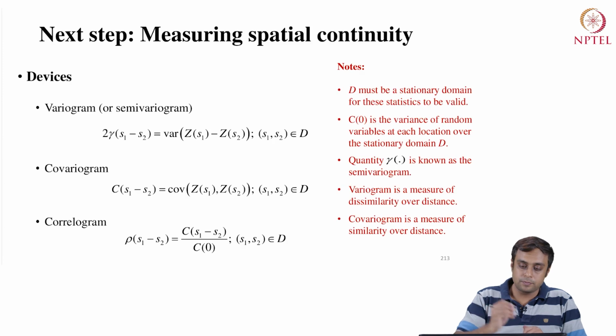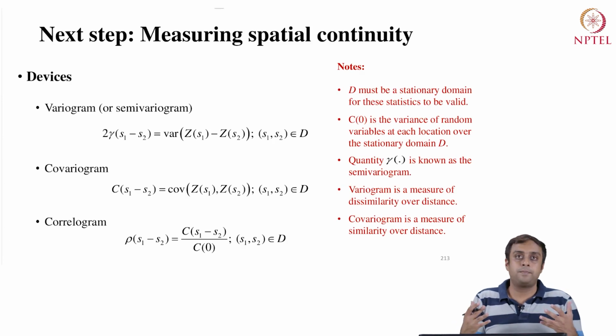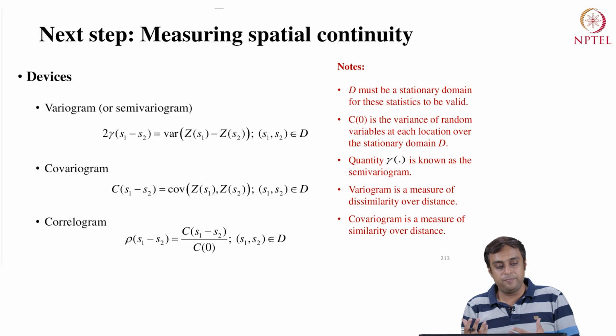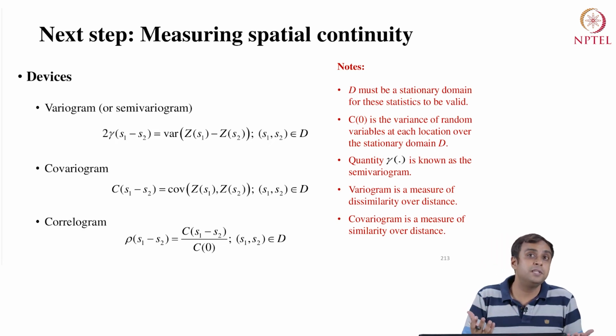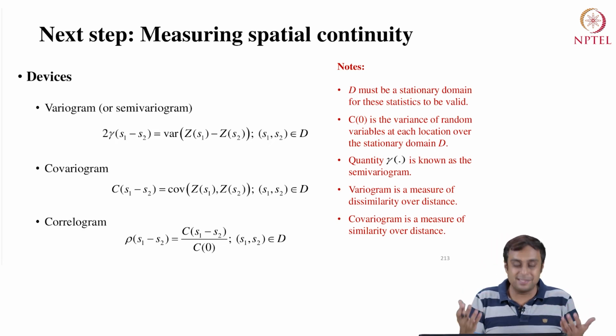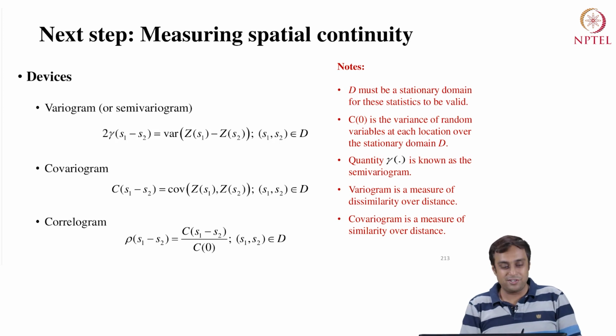Okay. All right. So next step, now that we understand spatial contiguity, its utilities and so on, the next step is measuring spatial contiguity. And the good news is we have already seen most of the devices that are involved in measuring spatial contiguity. First is the variogram.